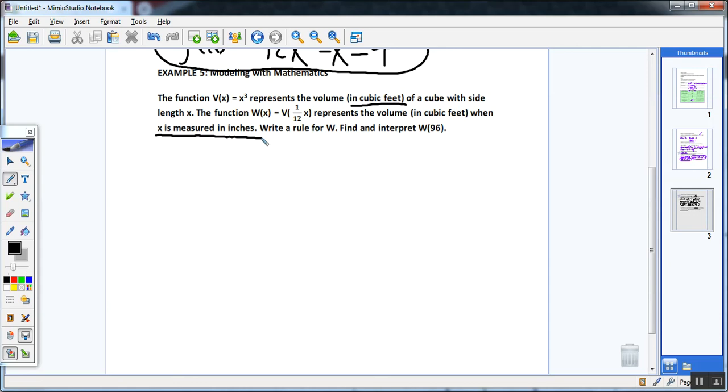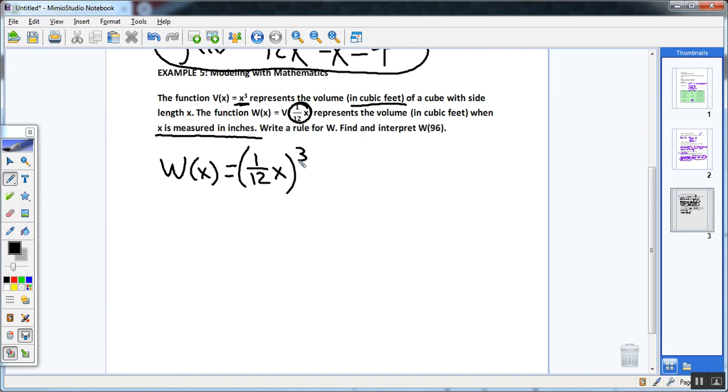So it says write a rule for w and interpret w of 96. Well, kids, v of x was equal to what here, kids? Okay, what they're saying is then w of x is equal to v of 1/12 x. So what w of x really becomes, instead of having x to the 3rd right here, what are we going to throw in for x right there, kids? 1/12 x all to the 3rd power.